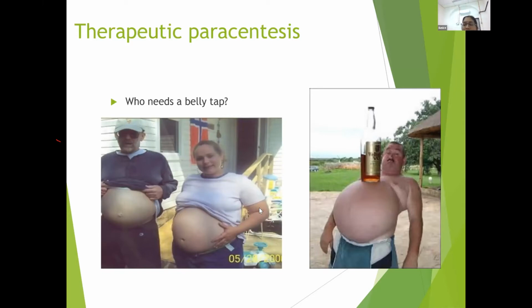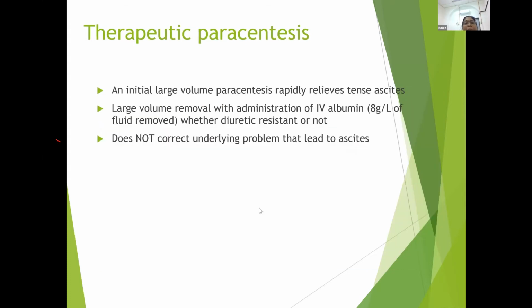Who needs therapeutic paracentesis? Therapeutic paracentesis is an initial large volume paracentesis which rapidly relieves tense ascites. The large volume removal is done with administration of IV human albumin, 8 grams per liter of fluid removed, whether diuretic resistant or not. Removing the fluid from the abdomen does not correct the underlying problem that led to ascites, so we should find the cause of the ascites. For every liter that we remove from the abdomen, we should substitute with human albumin 8 grams per liter.